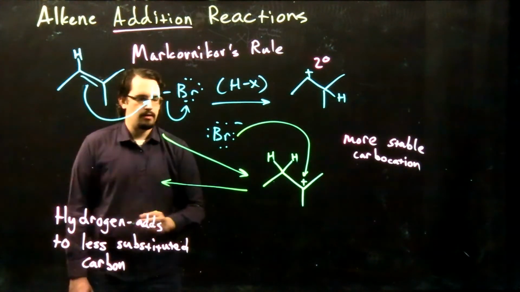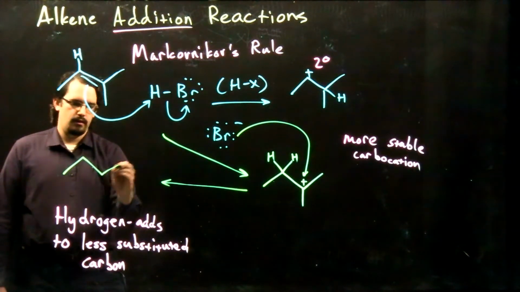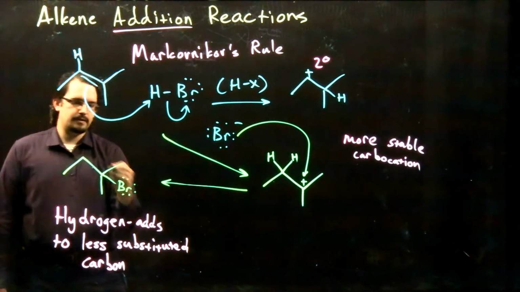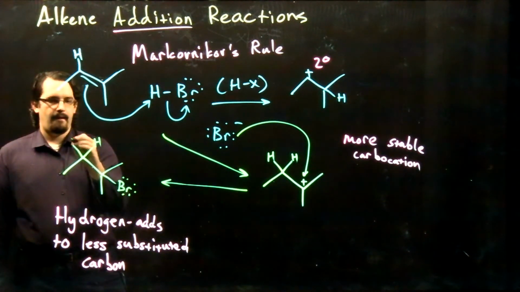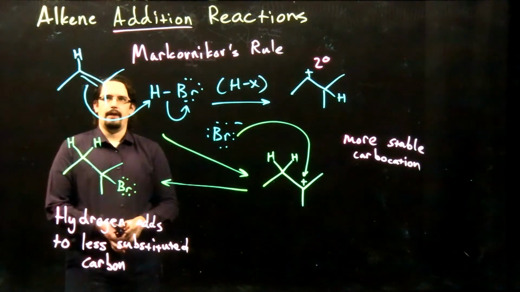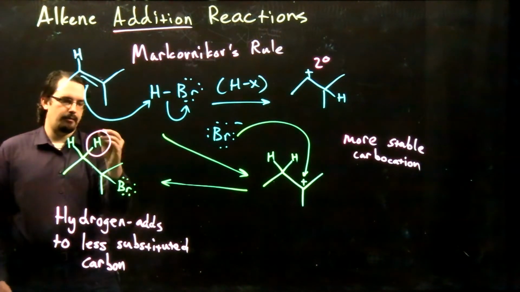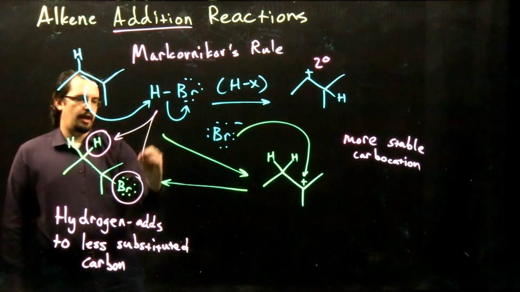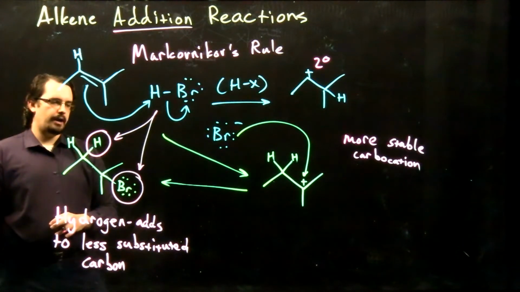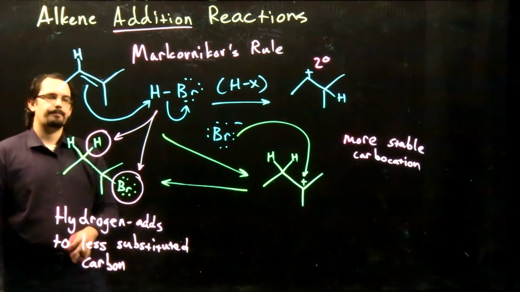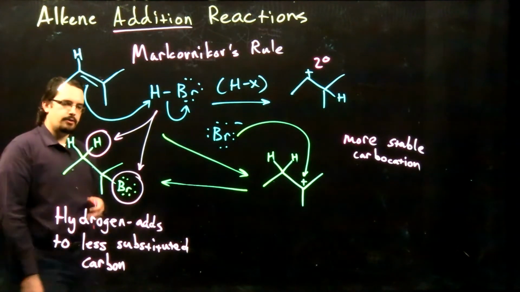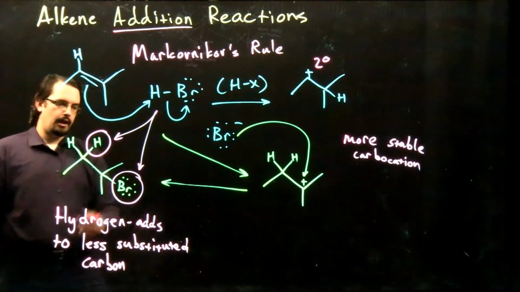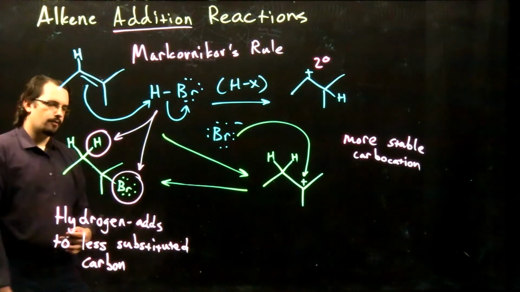So if we attack there, we end up with our halide adding on at the more substituted position, and we have our hydrogen at that less substituted position. Again, following Markovnikov's rule. Again, we took our initial structure and we added the HBr from our hydrogen halide in this addition reaction. So overall, the reaction looks quite similar to our hydration reaction. It's just that we're adding a hydrogen and a halogen instead of adding our H2O from that water.